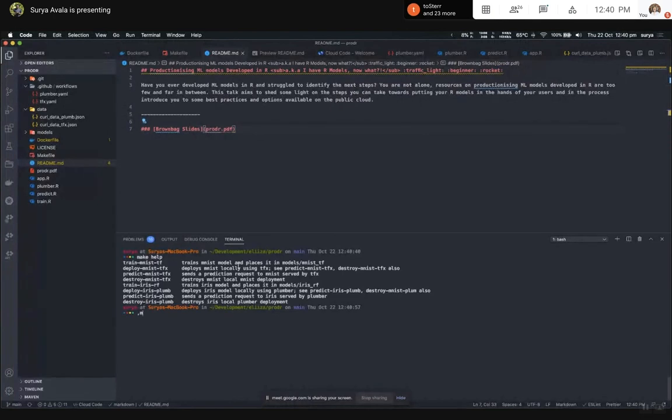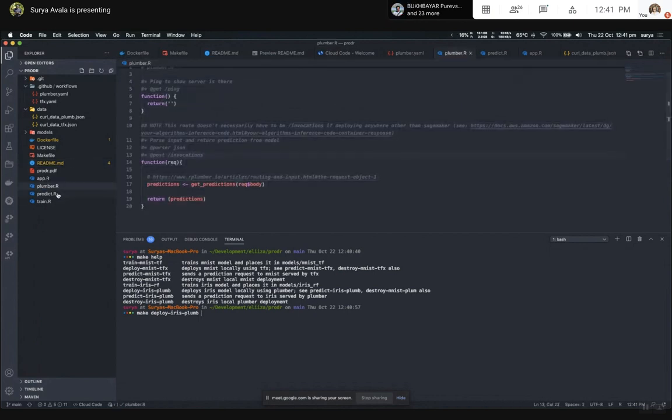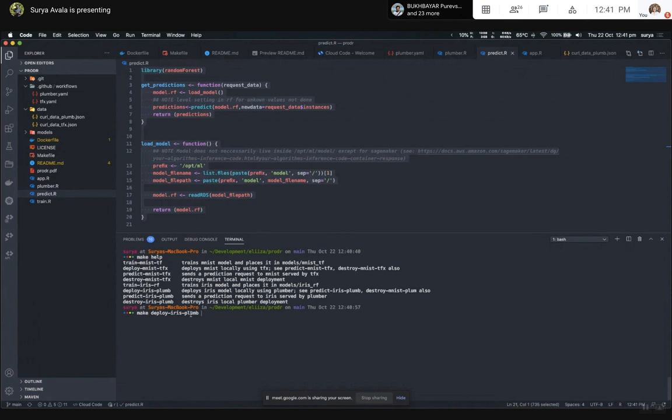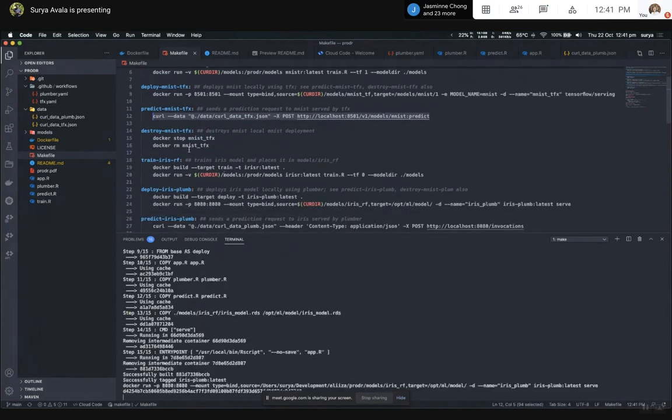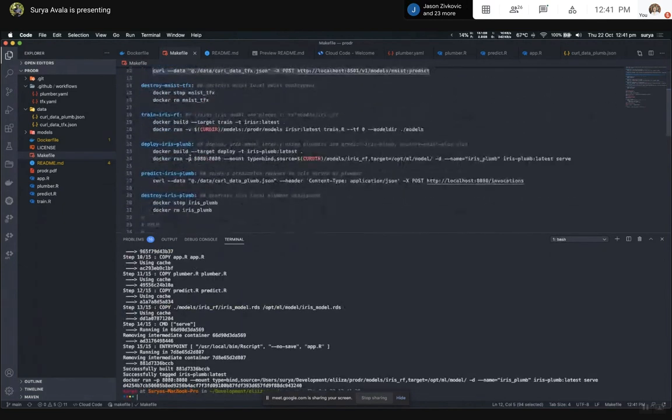So for example, let's say I want to deploy my Iris model with a DIY solution with Plumber and Docker. I would just run this make command, make deploy Iris Plumber, that I have done. Let's not worry about the make file, but at the same time, I'll just show you what this thing is doing. It essentially is running these two commands, where I'm building the Docker image and then running it. So that thing is done.